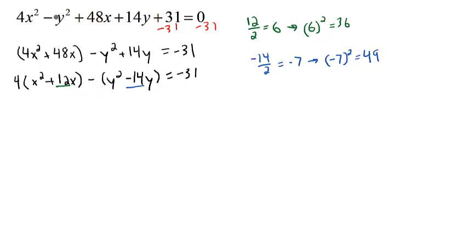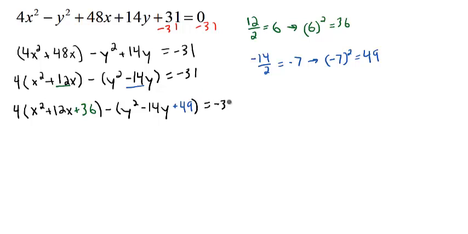So let's go ahead and do that. I'm going to rewrite everything. I've got 4 times x squared plus 12x, and then I'm going to add in my 36. So plus 36. I'm also going to have to add in some things to the right side of this equal sign when I write it, but we'll do that when I get to that point. And then we've got minus y squared minus 14y, and then we want to add in that plus 49, so I do the addition of 49, and that's in the parentheses. And then we've got equals a negative 31.